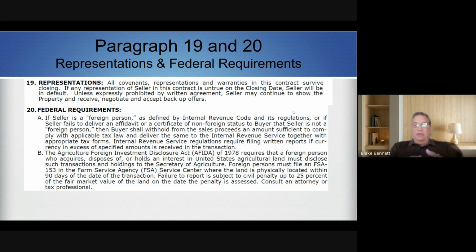If you happen to be using the TR, the Texas Realtors Farm and Ranch contract, I would strongly recommend giving buyers notice that this law is out there and you need to file with the federal government. I would keep a copy of you letting them know. If not, you're protected underneath the Trek Farm and Ranch contract.